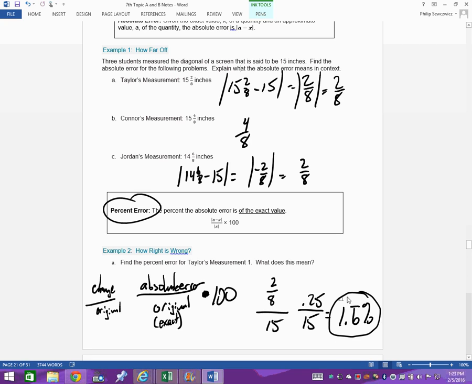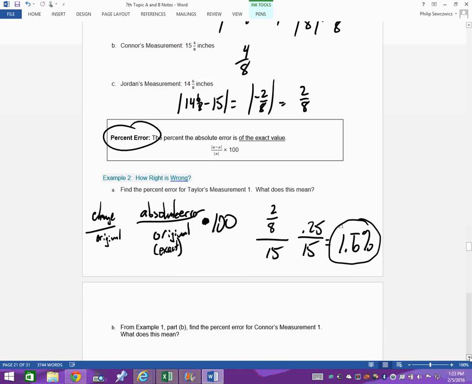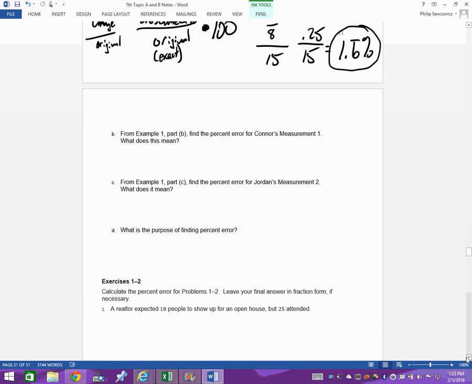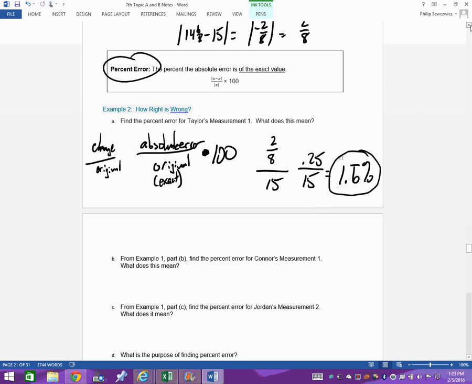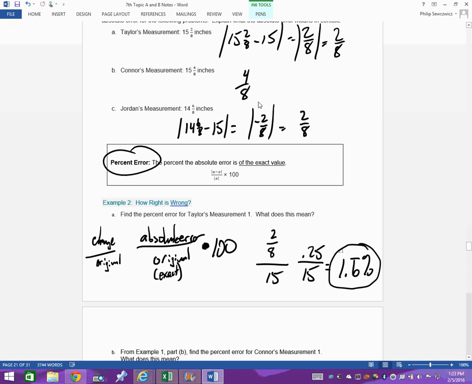I should say 1 6/10 repeating percent. So are they off by a lot? Yeah, no, they're not. So not a huge deal from that particular standpoint. So we're going to do the same thing with Connor here, and then for Jordan, let's just do one more. We'll just look at Connor that's there. Connor was off by 4/8.